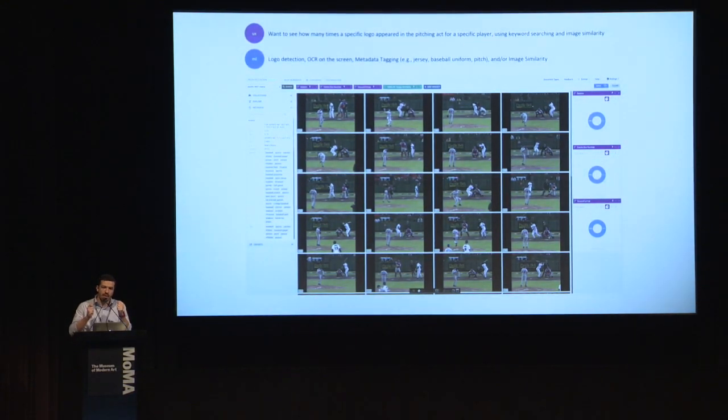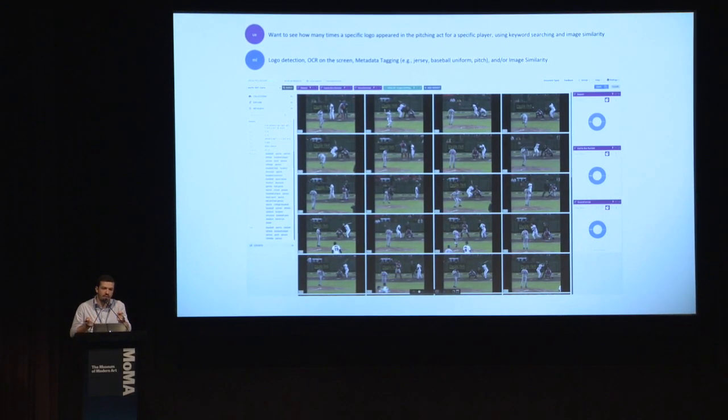The user interface here is you trying to find players pitching the ball, and probably I want to combine this with logos from companies, right? You are giving me feedback on what you expect from the data, and I'm using machine learning in the back end to provide the data.